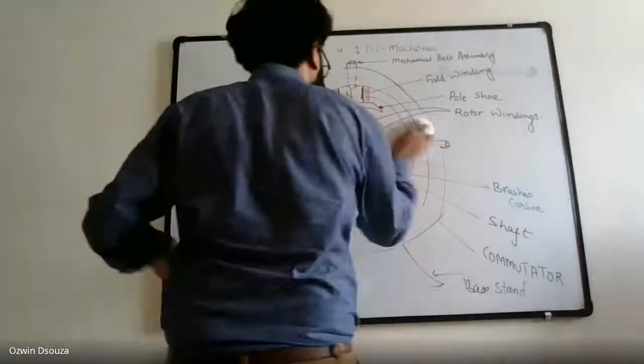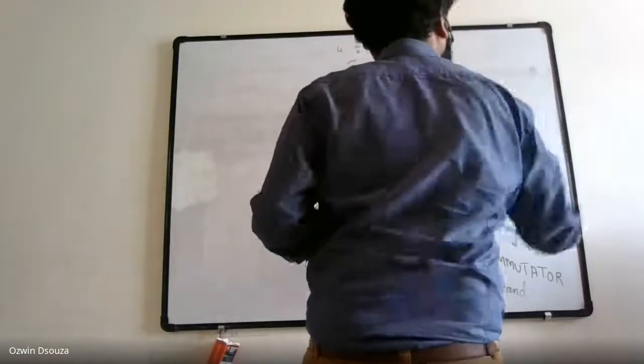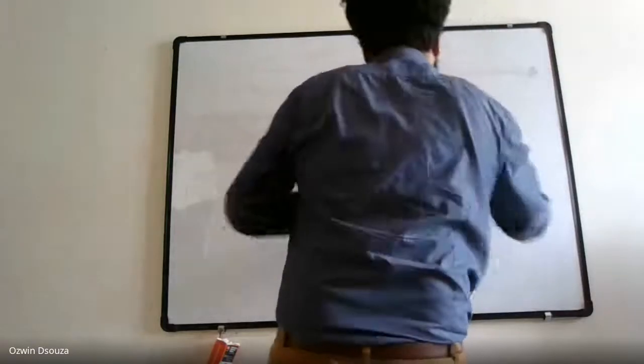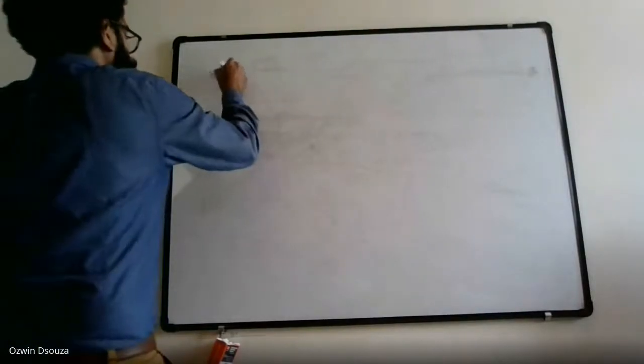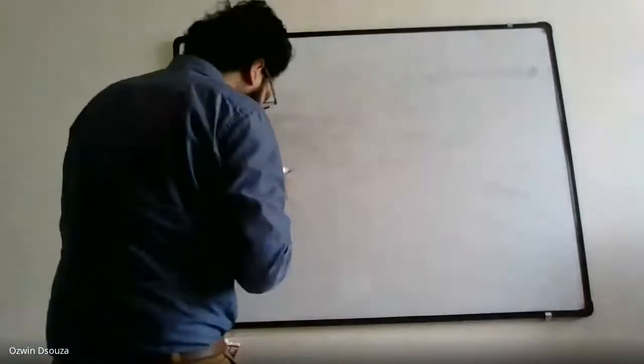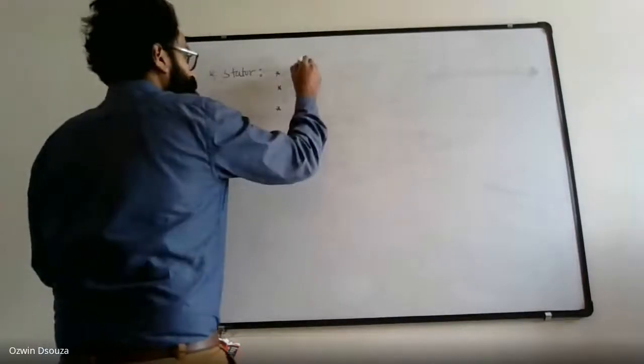Okay, so this construction is normally asked for 8 to 10 marks. So when you say 8 to 10 marks, 60% of the marks are reserved for the sketch and 40% is reserved for the explanation. Alright. So first let me deal with the stator construction. Okay. Diagram is done, now just the explanation is pending. Okay. So stator is consisting of the following three major parts.